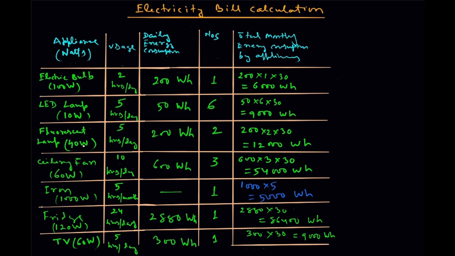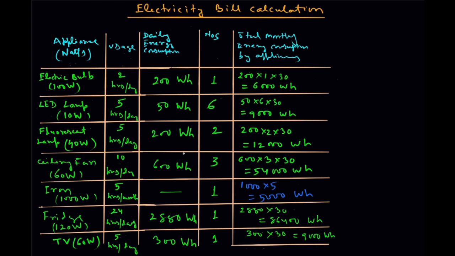Similarly, for fluorescent lamp, it is 40 watt. Usually fluorescent lamps are 40 watt or 36 watt, or smaller ones around 20 watt or 18 watts. So there are fluorescent lamps of 40 watt, and each is used 5 hours per day. So the daily consumption by each of these is 40 into 5, that is 200 watt hour, and there are 2 such bulbs in the house. So we'll simply multiply 200 into 2, and then by 30 to find the monthly power consumption by these fluorescent lamps.